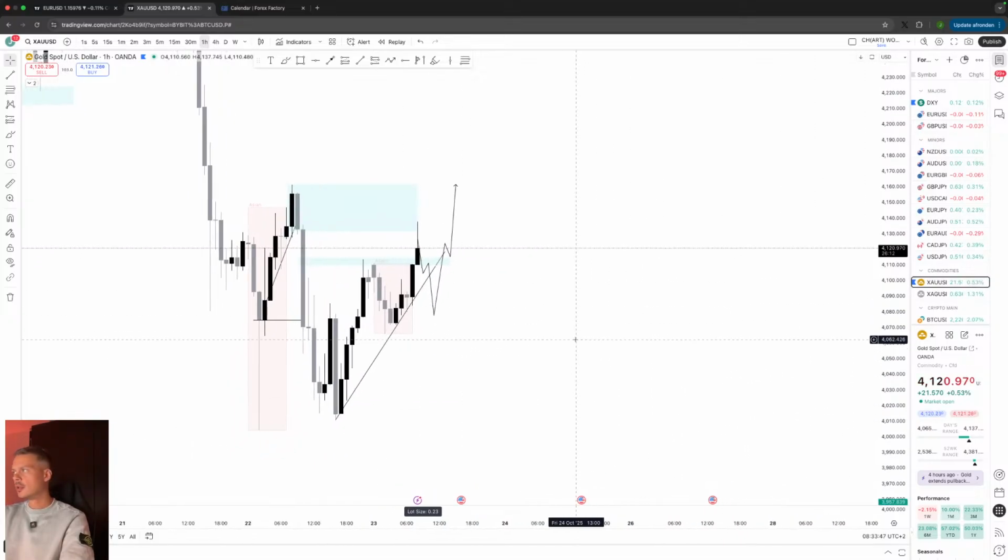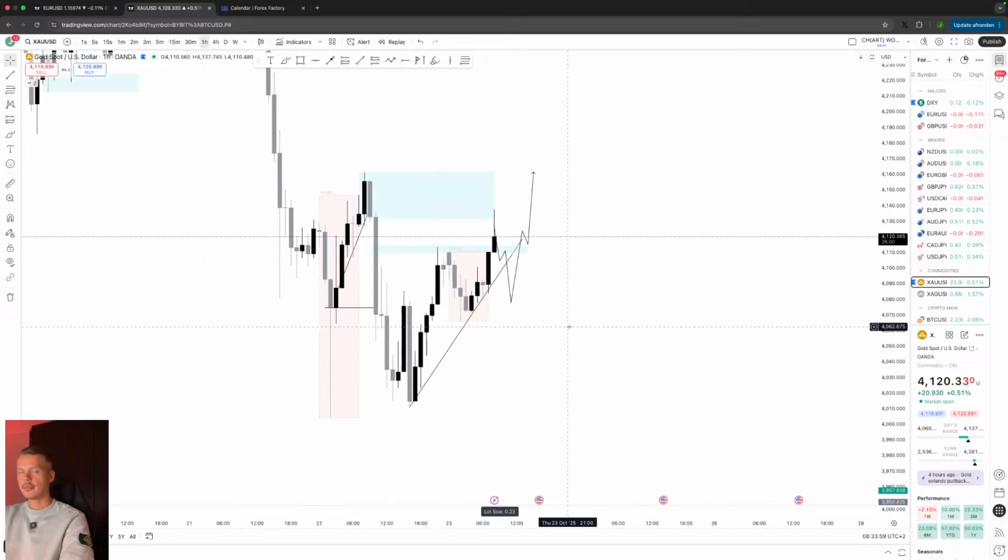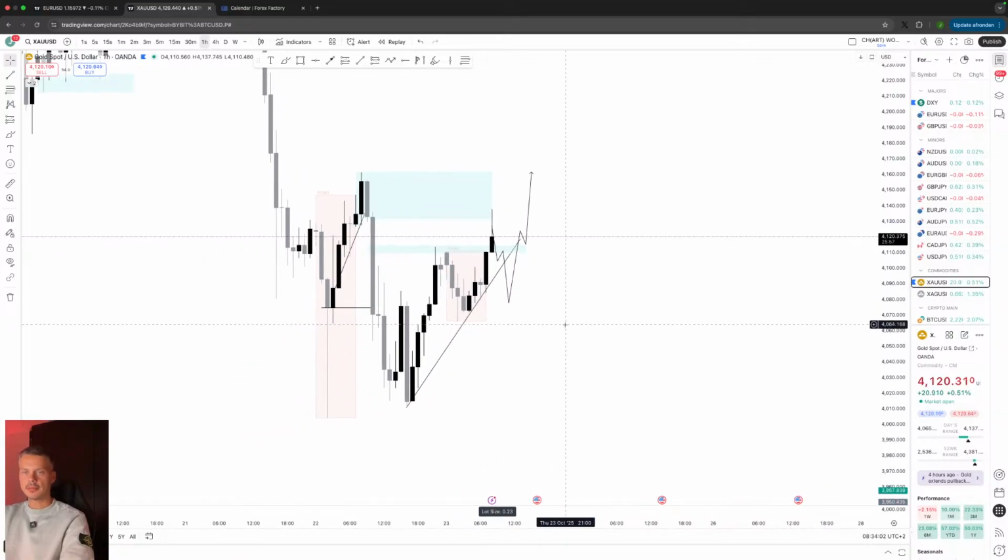So yes, 4152. Yeah, just this whole area on the hourly is already in supply. So price is currently in supply, if that makes sense.